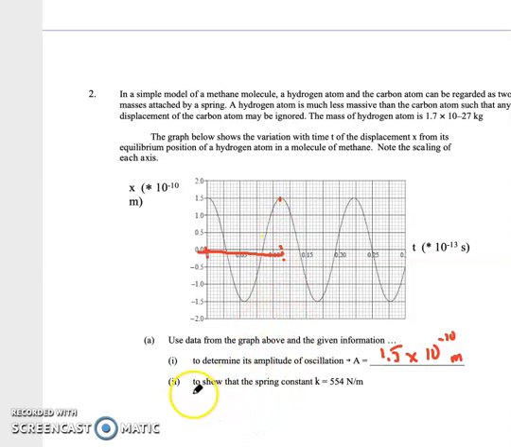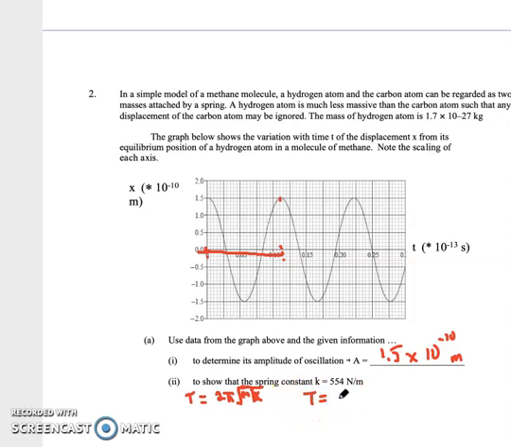So for 3 points, first one is the equation, right? We want to relate period to k. That's 2 pi radical m over k, okay? So we've seen that equation quite a bit. Second point is understanding the period, getting that right.